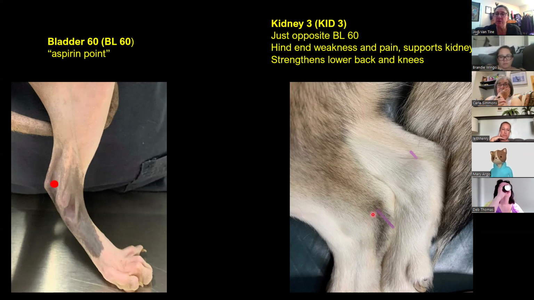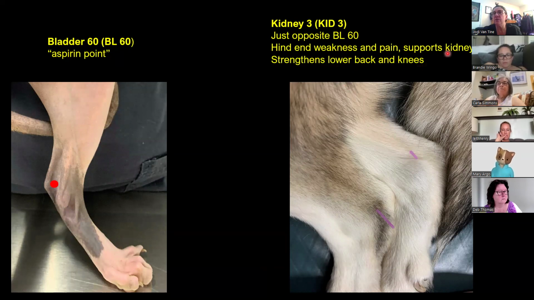Directly opposite that, and I used this dog here because it actually has both bladder 60 over here on the outside, but on the inside, directly opposite bladder 60, is kidney 3. So kidney 3 is, in Chinese medicine, the kidney governs the hind end, it governs the bones, it governs the marrow, which is the brain and the spinal cord. And so tonifying the kidney 3 acupuncture point, or massaging it, or acupressure, can help a lot with hind end weakness and pain. It supports the kidney and strengthens the lower back and the knees.